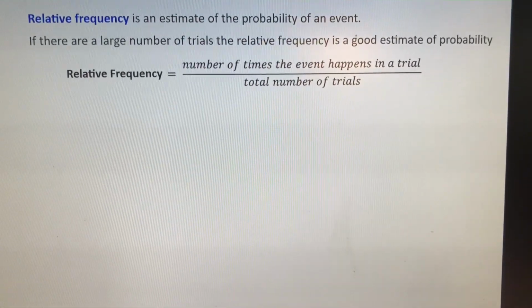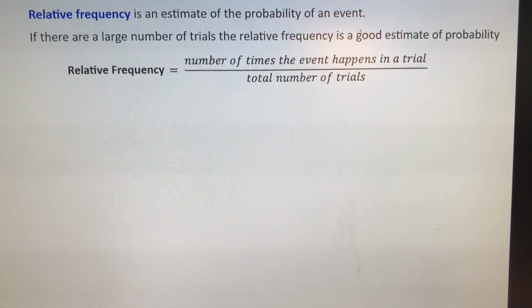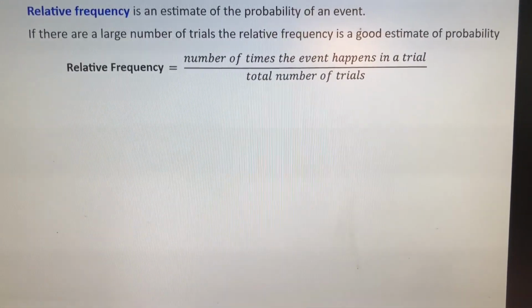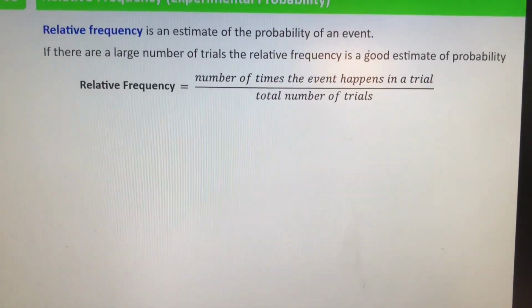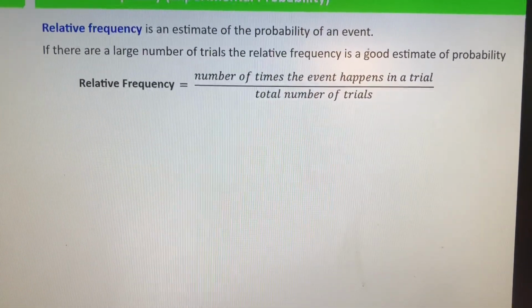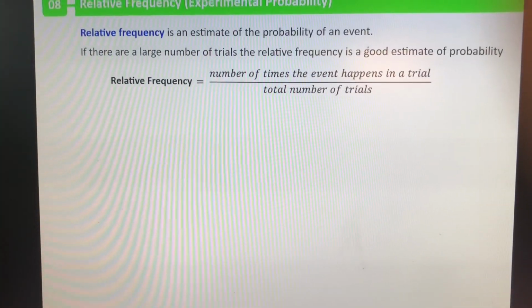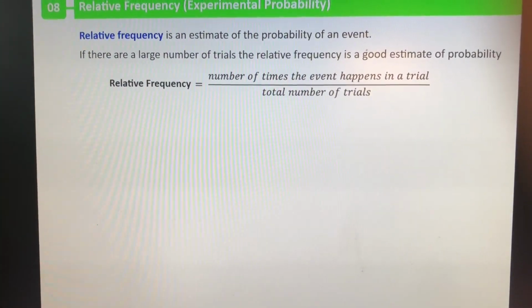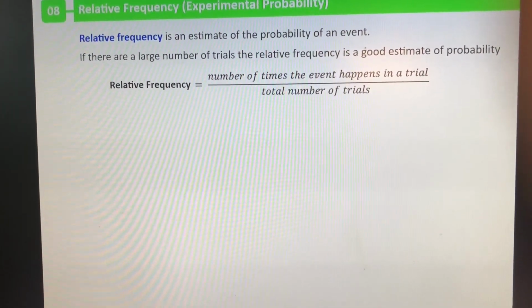Well, that makes sense. It's a kind of proportion of how many times it did rain out of the total, and therefore that same proportion should be the same moving forward in the future too. So we'd better conduct a lot more trials if we want to have a really good estimate of our probability.